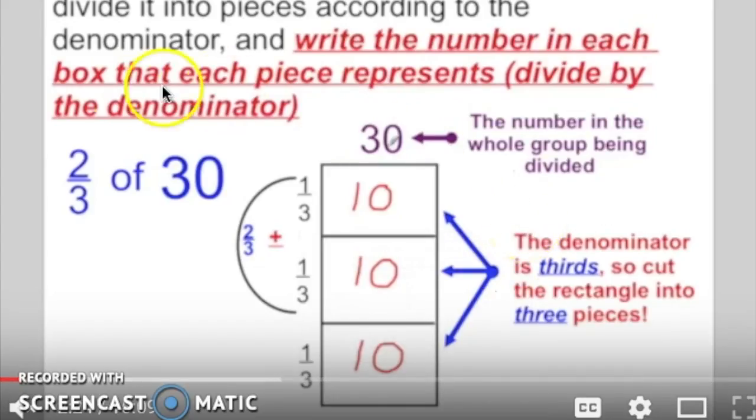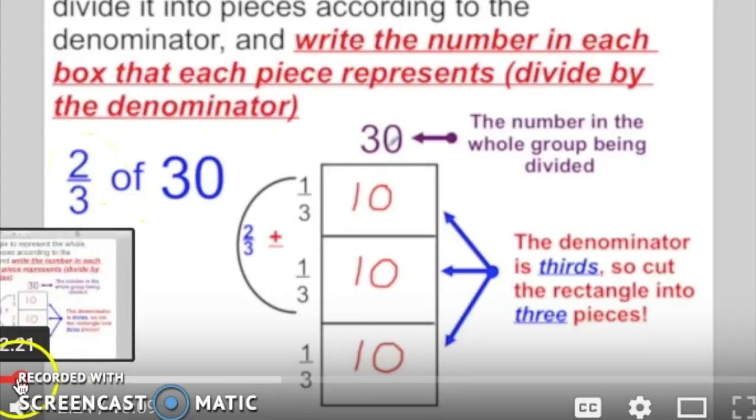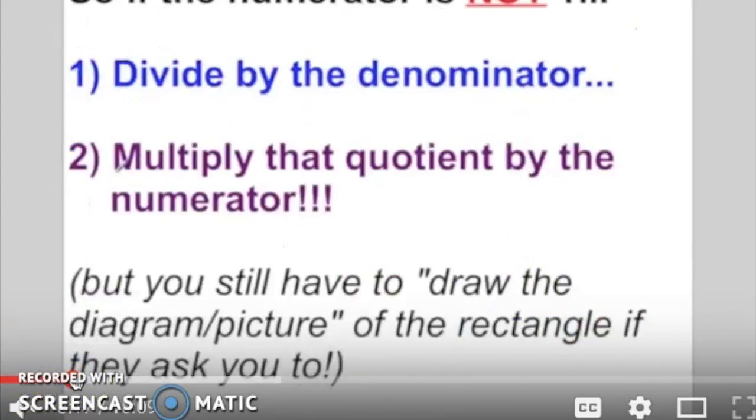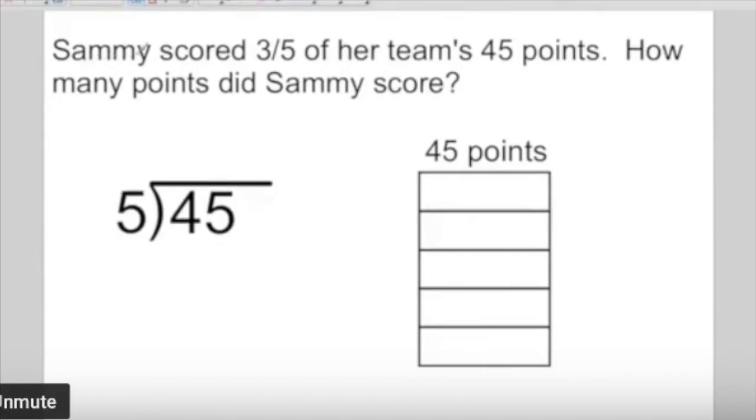And now we're going to look at the problem. It's asking for 2 out of the 3, so 2/3 is 10 plus 10, which is 20. Notice that basically what we're doing is dividing the whole number by the denominator, which is 10, and then multiplying that times the numerator. So 10 times 2 is 20 to get our answer. Let's go ahead and summarize. If the numerator is not a 1, you're going to divide by the denominator and then multiply that quotient by the numerator. But you still have to draw the diagram or picture of the rectangle if they ask you to. Let's see some examples.